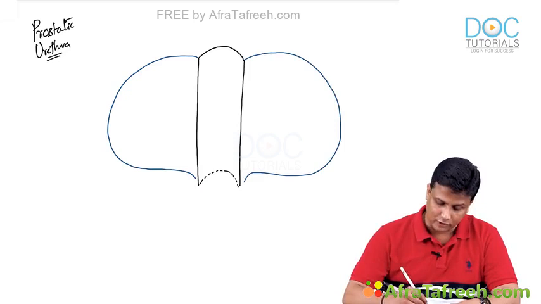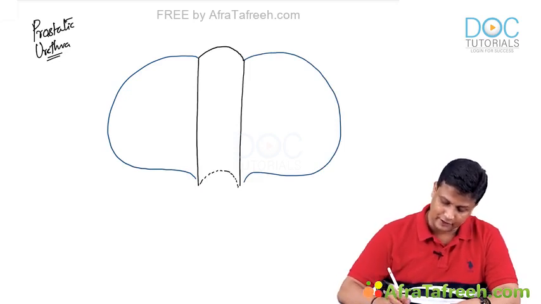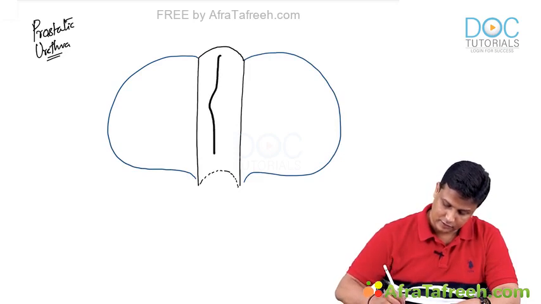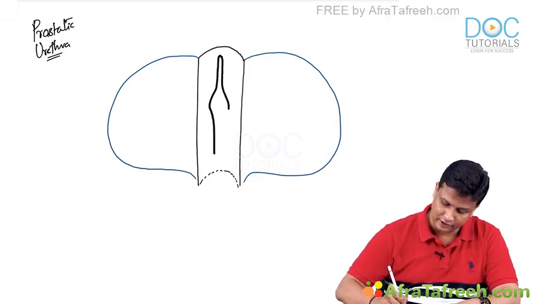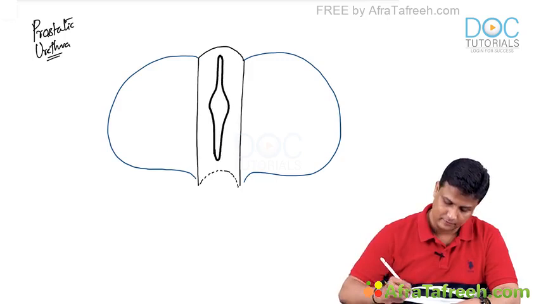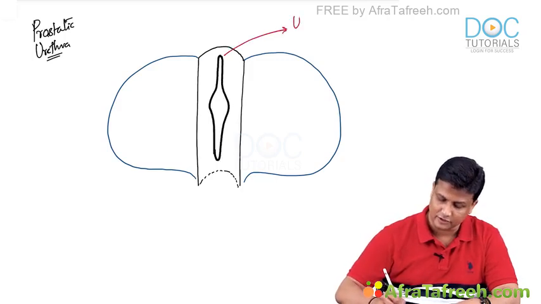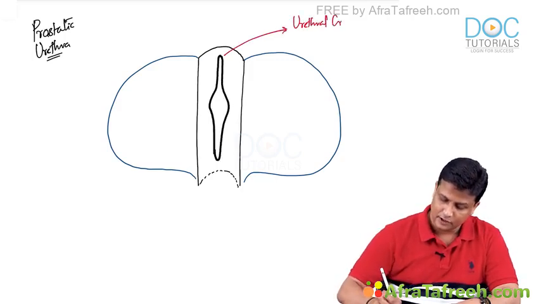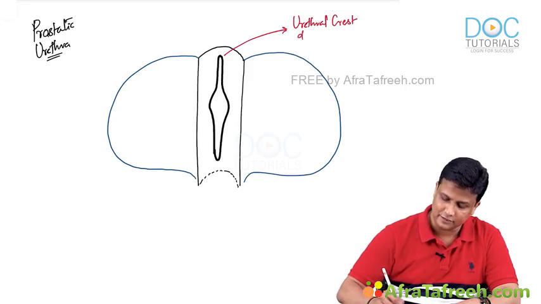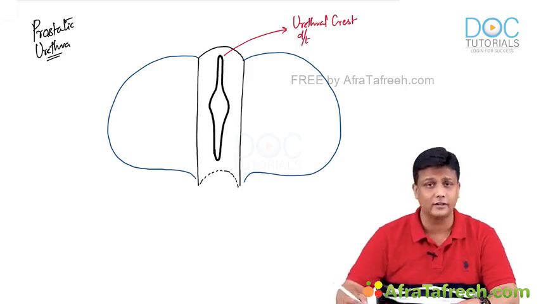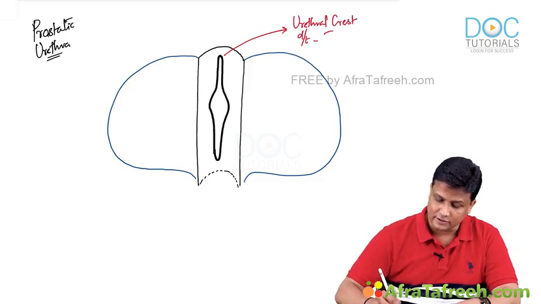Now on the posterior wall, first of all, you will find a thickening, a ridge, an elevation known as the urethral crest. This is the urethral crest. And we already know the reason for this elevation. It is due to what? The urethral crest is due to the trigone muscles, the muscles of the trigone.